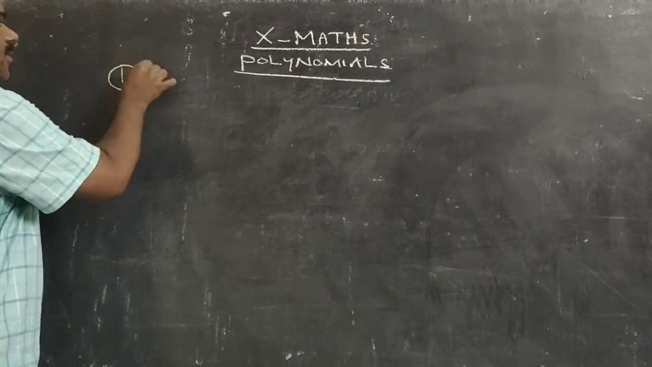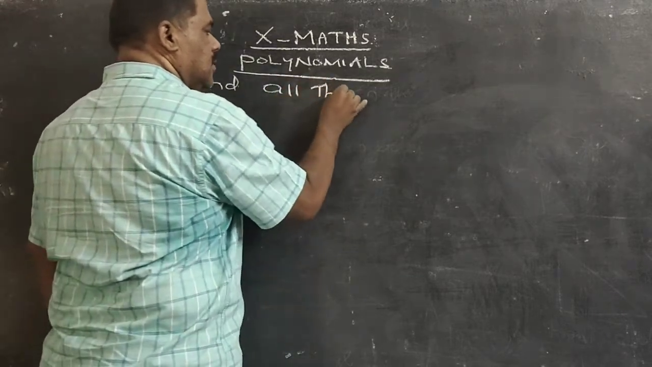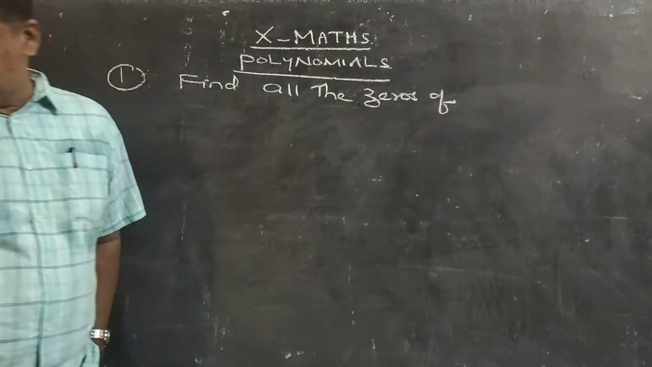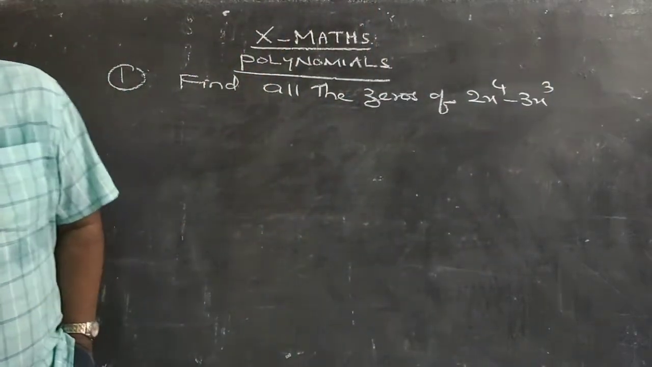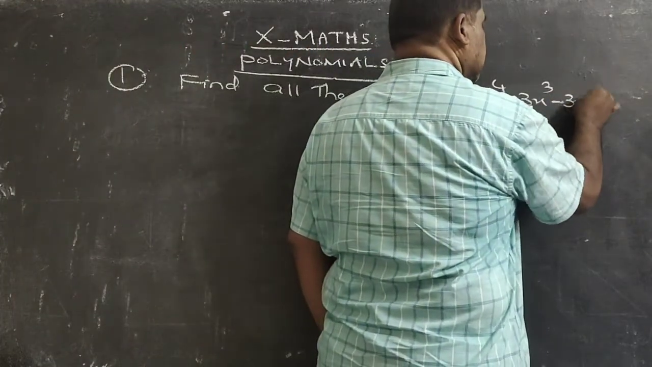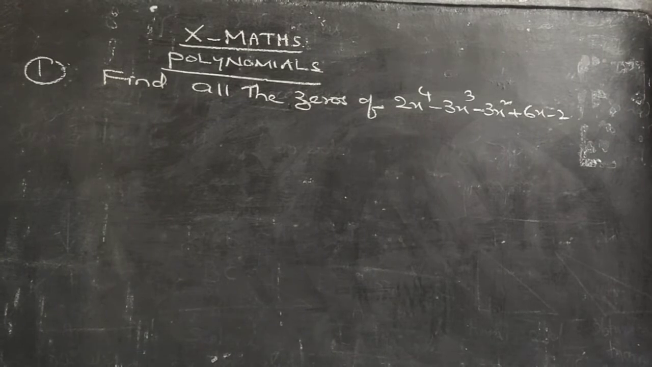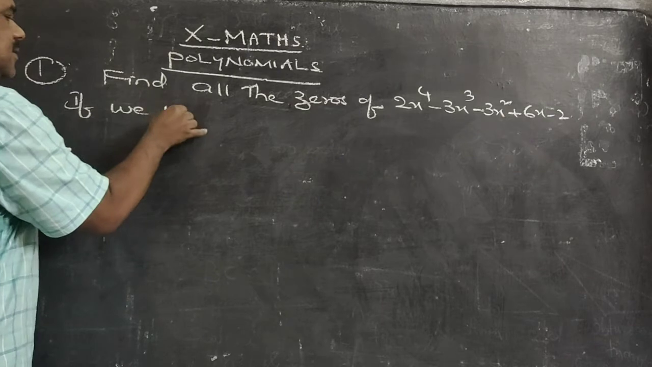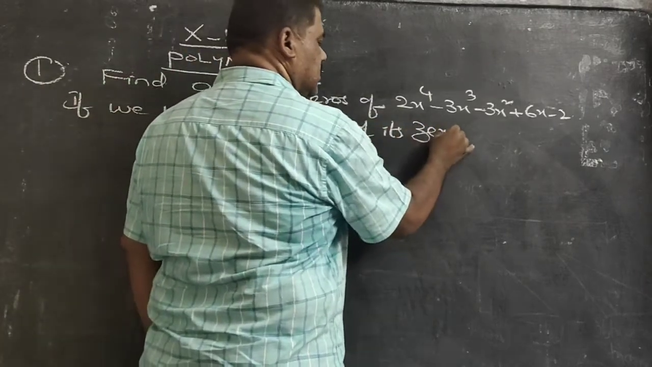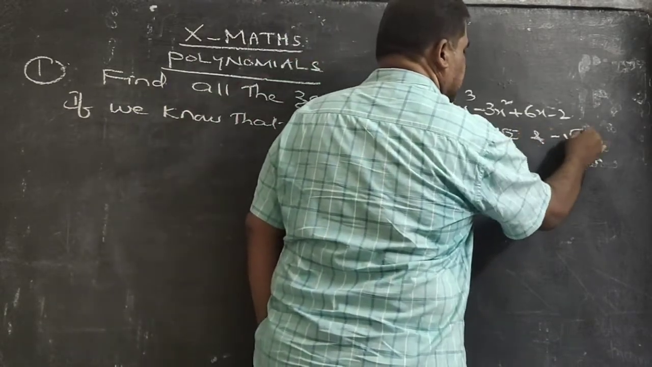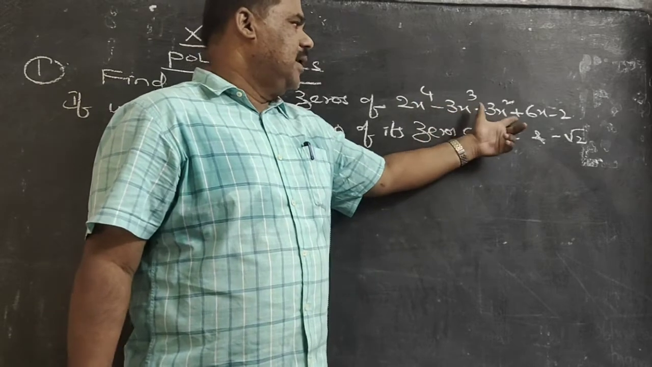So write, find all the zeros of 2x to the power 4 minus 3x cube minus 3x square plus 6x minus 2, if you know that two of its zeros are root 2 and minus root 2.